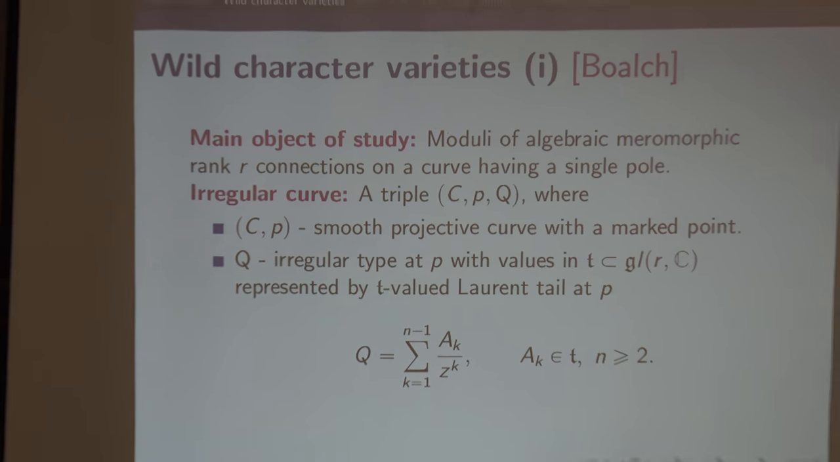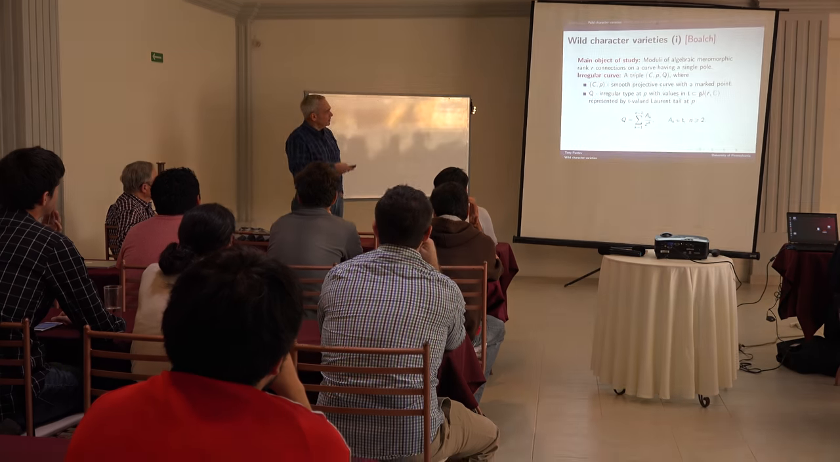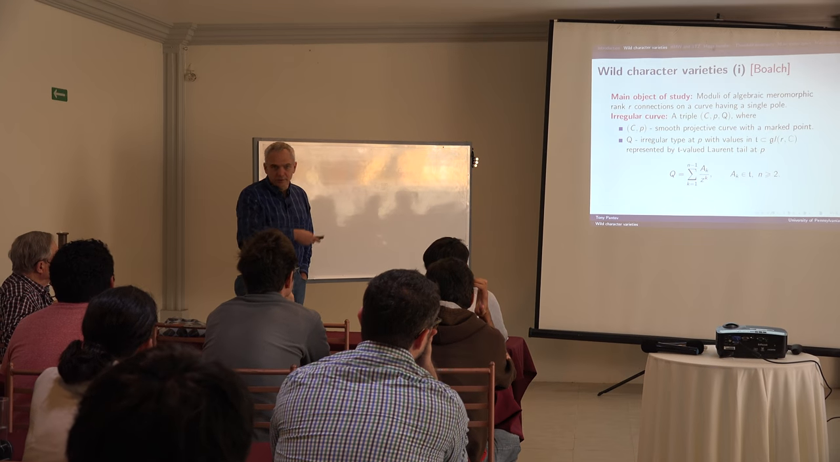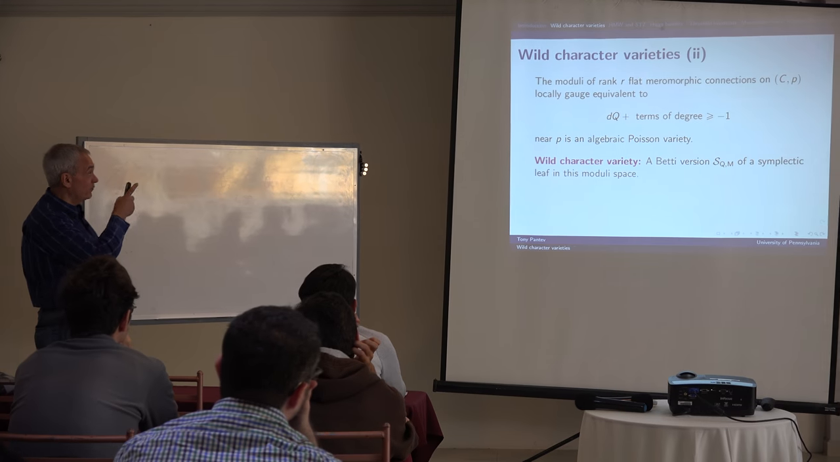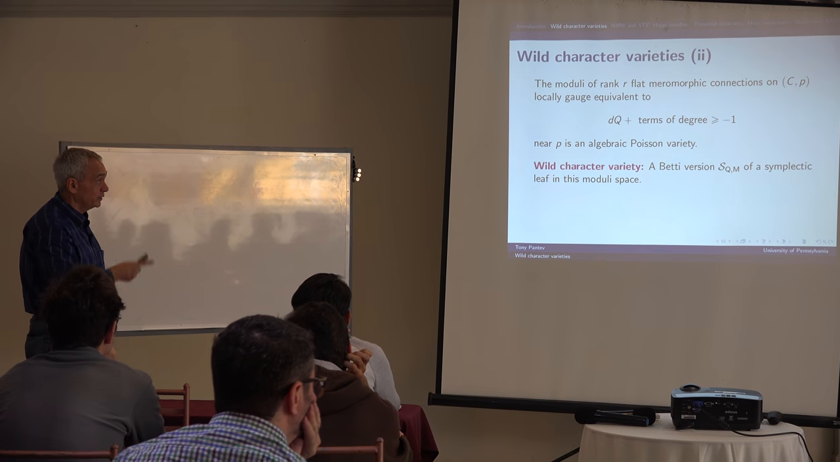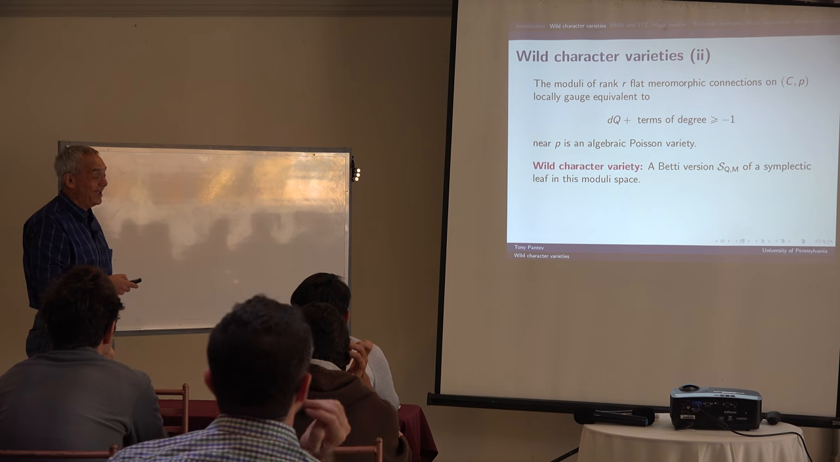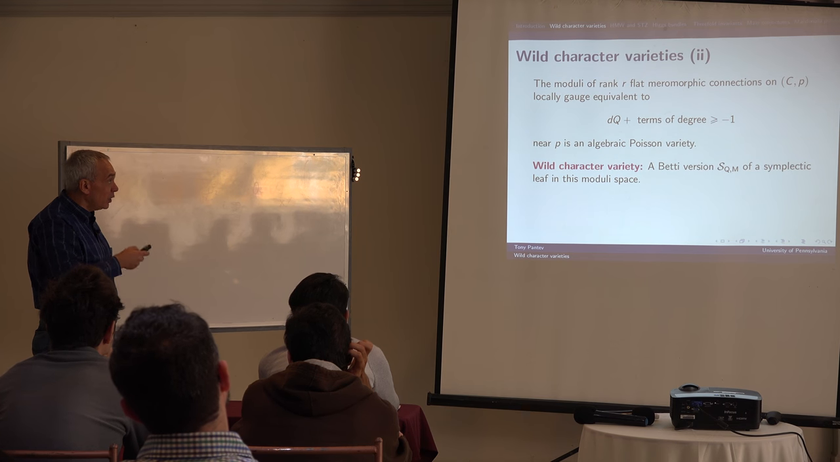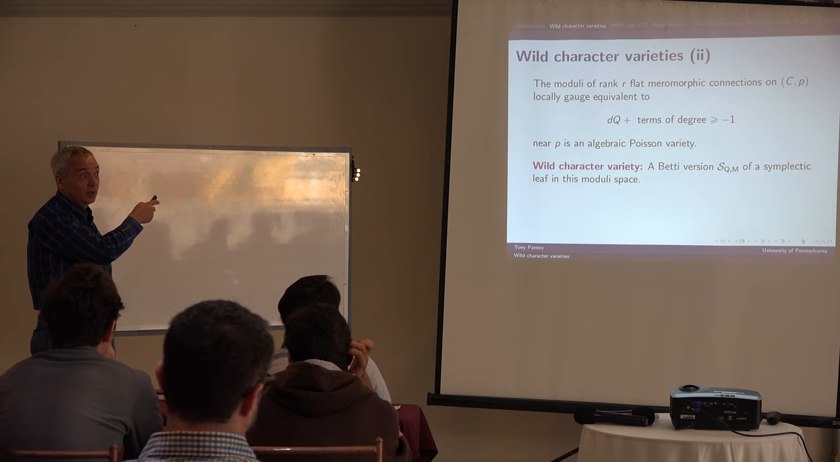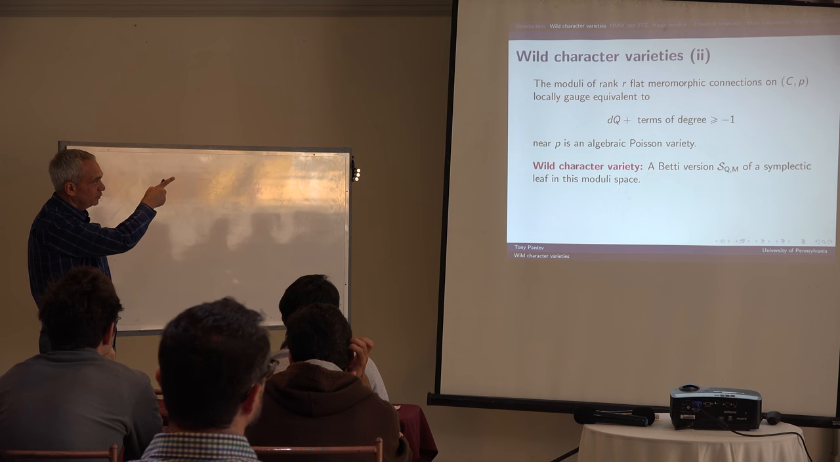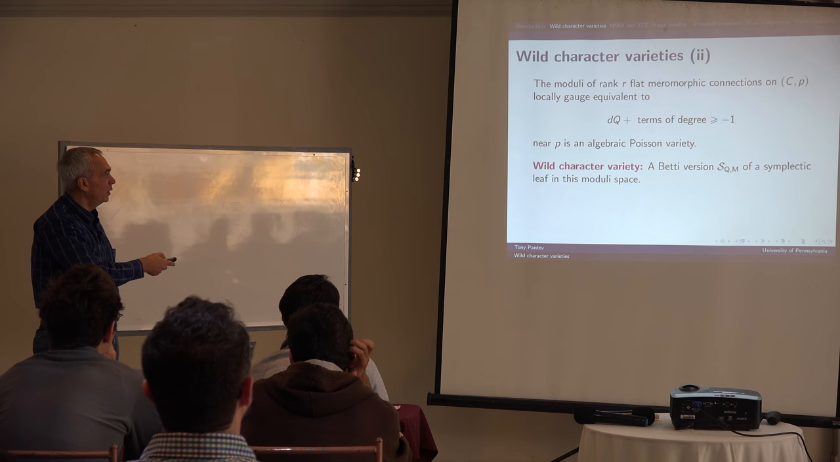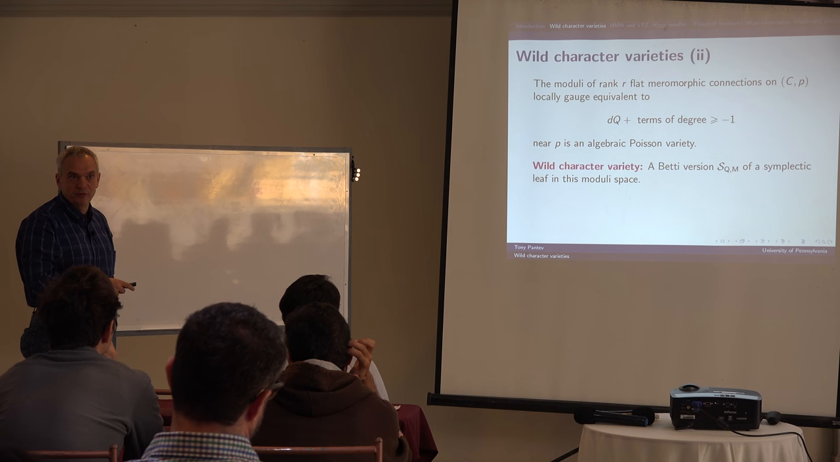So we'll fix this data once and for all. T is the torus? Well, T is the Cartan algebra. Yeah, so the irregular type is fixed up to gauge equivalence. And so what you are considering now is the moduli problem for rank R flat meromorphic connections on CP^1 with a single pole of order n, which is locally gauge equivalent, the Laurent expansion of your connection matrix at the pole is locally gauge equivalent to the derivative of this Laurent polynomial plus a residue plus holomorphic terms.